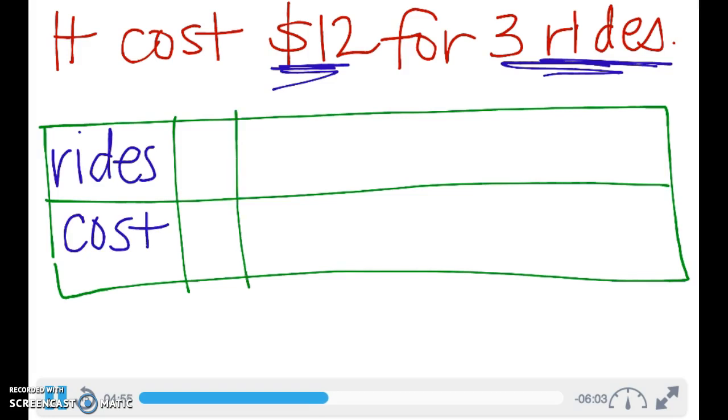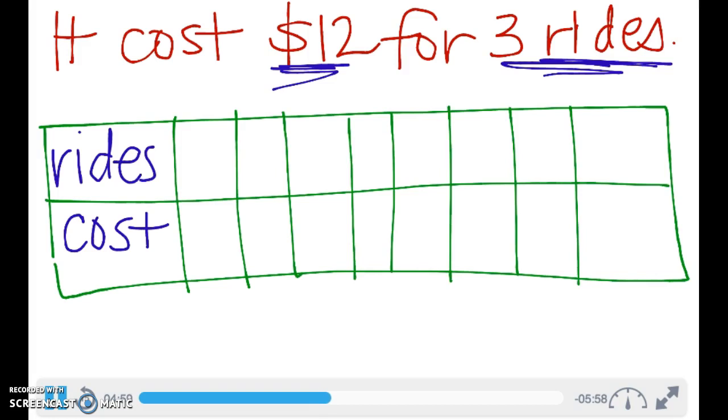All right, now when we made a table, I told you that there's a couple points I always want you to find. And the first one I always want you to find is what if you had 0 and 1. Okay, those are the first two I always want you to use. Then, the other ones you can use are what they gave you right away. So for 3 rides, I can fill that in. I know it costs $12. Okay, using that, 3 rides cost $12.